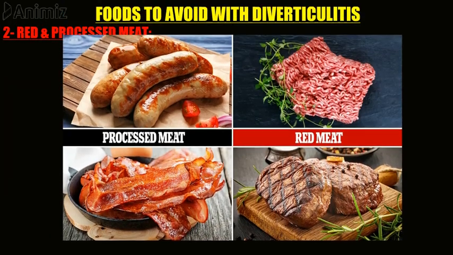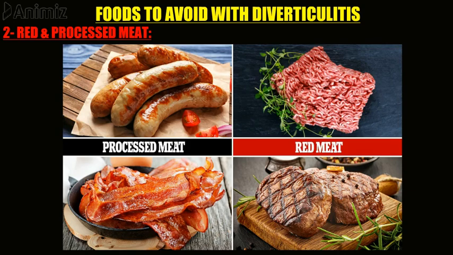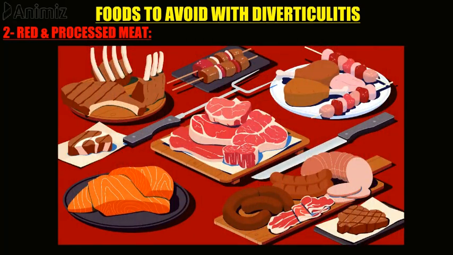Number 2. Red and processed meat. Foods to avoid if you have diverticulitis include red and processed meat. Diverticulitis is a condition where small pockets of the intestine become inflamed, so it is important to pay attention to which foods you can eat and which ones to avoid. Red and processed meats should be avoided as they contain high amounts of fat, salt, and preservatives, all of which can make symptoms of diverticulitis worse.